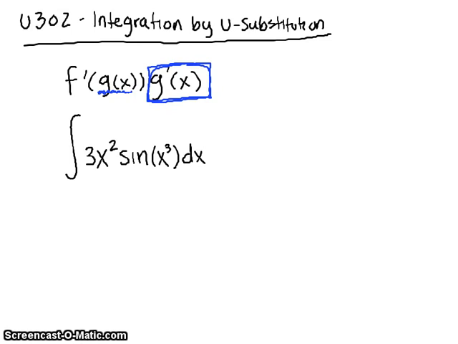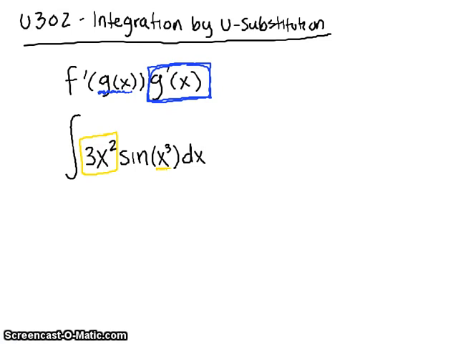So we see a product. We have the 3x squared, and we have the sine x cubed. So what we need to look at, since we don't have a product rule, is whether the derivative of the function inside the parentheses is in my problem. Inside the parentheses we see an x cubed, and outside the parentheses we see 3x squared. We know that the derivative of x cubed is 3x squared, so we have a chain rule situation, a U-substitution situation. U-substitution, we have to do exactly what it sounds like.